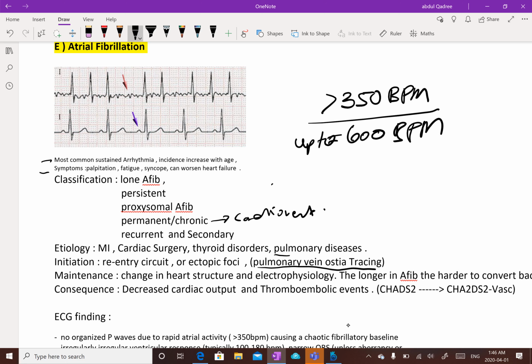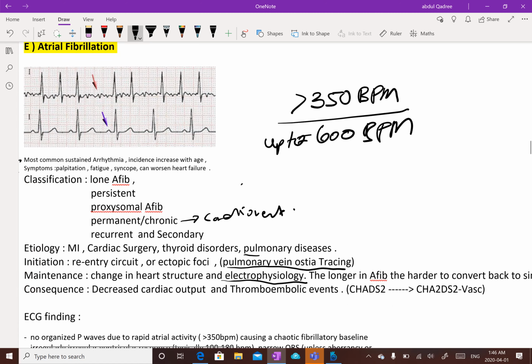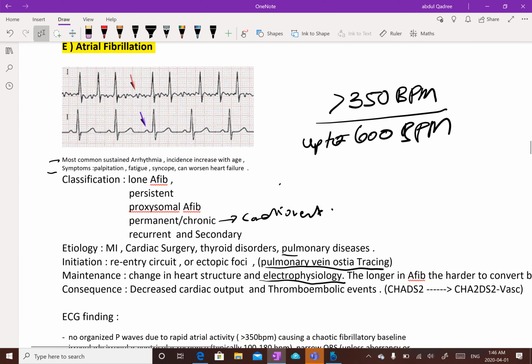When we talk about maintenance, if you have continuous atrial fibrillation or increased heart rate, in the long term it's going to lead to changes in the electrical physiology and the structure of the heart. So the heart will beat faster and faster, and it starts to get enlarged. The longer you have AFib, sometimes it becomes very hard to bring that patient back to normal sinus rhythm. That's why it's best to terminate the AFib as soon as possible.